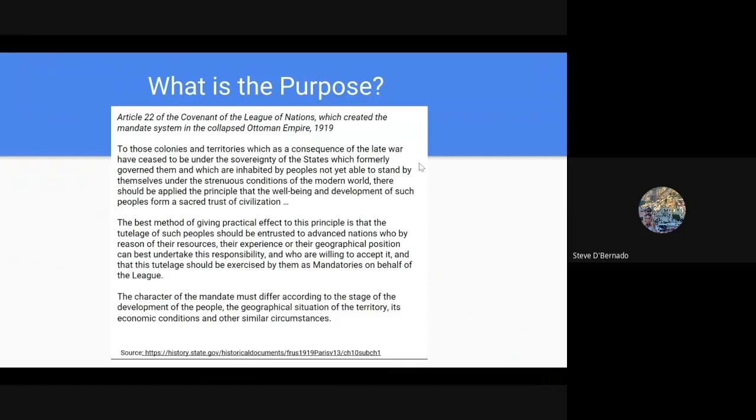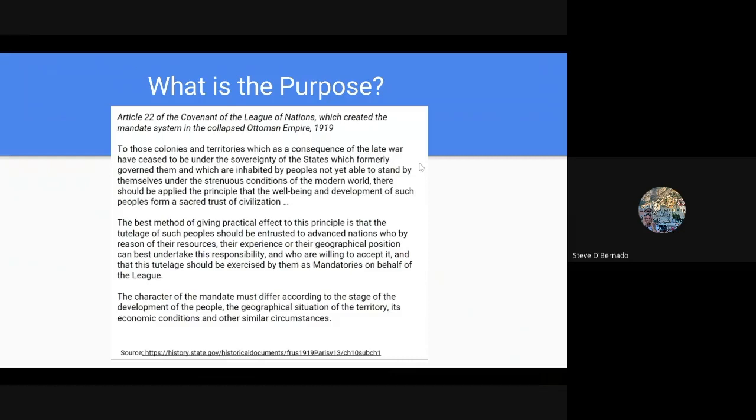To those colonies and territories which, as a consequence of the late war, have ceased to be under the sovereignty of the states which formerly governed them and which are inhabited by peoples not yet able to stand by themselves under the strenuous conditions of the modern world, there should be applied the principle that the well-being and development of such peoples form a sacred trust of civilization.